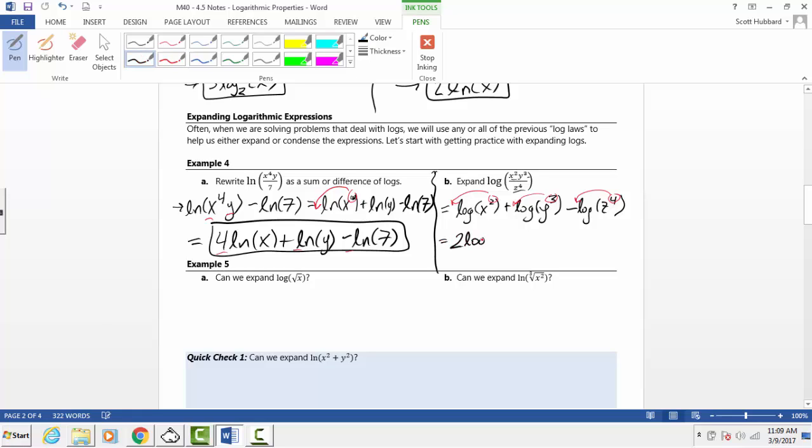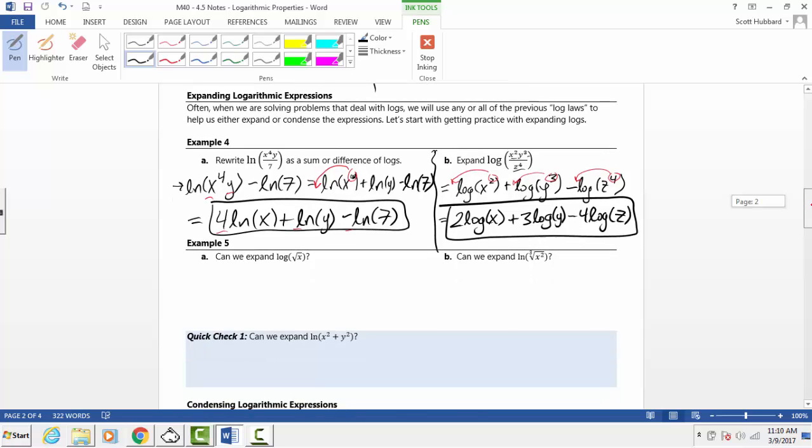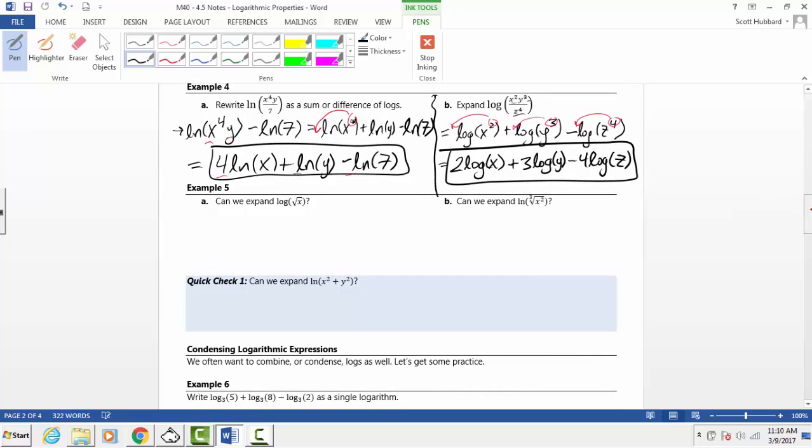And so we get 2 log x plus 3 log y minus 4 log z. Okay. All right. So that's kind of the basics.